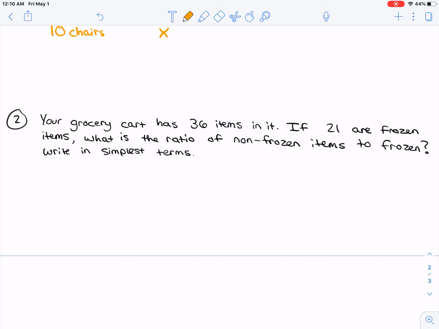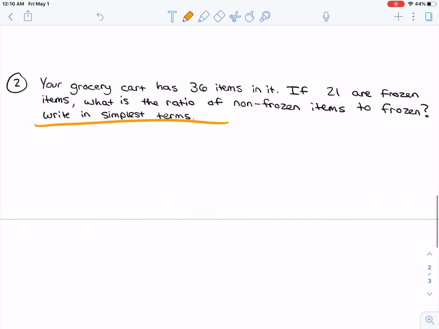If 21 are frozen, what is the ratio of non-frozen to frozen? Write in simplest terms. So even though this is really wordy, it's actually a pretty simple problem. We know that we have 36 items and 21 are frozen. So to figure out how many aren't frozen, we're just going to do 36 minus 21. And we're going to get 15 non-frozen. So since we want to write a ratio of non-frozen to frozen, okay, our first number is going to be that 15, which is our non-frozen, and our 21 is going to be our frozen.